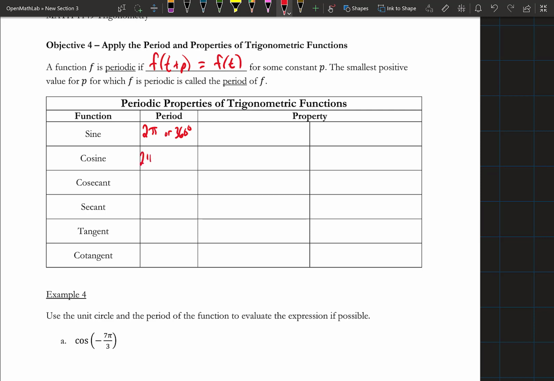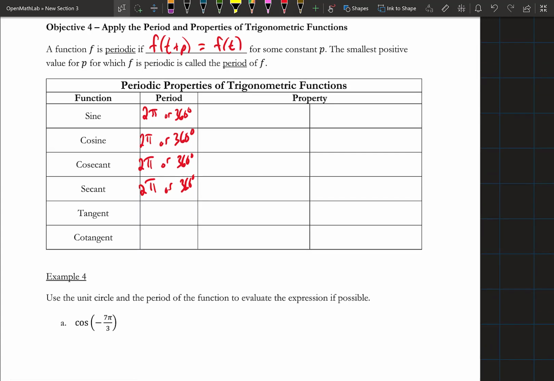So 2 pi or 360 degrees. And it turns out that tangent and cotangent have a different period than the others. Their period is actually pi, or 180 degrees.